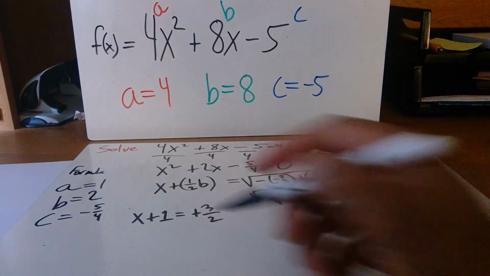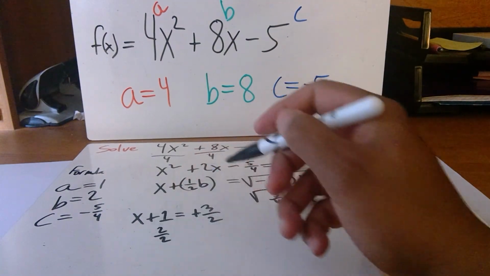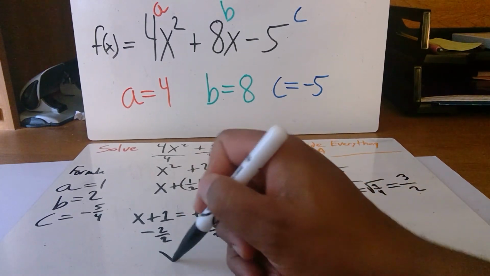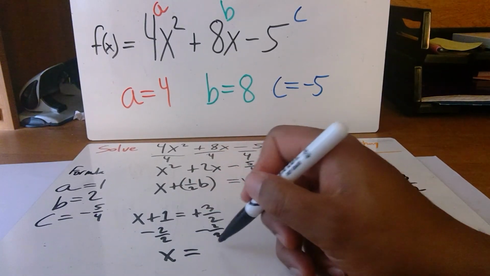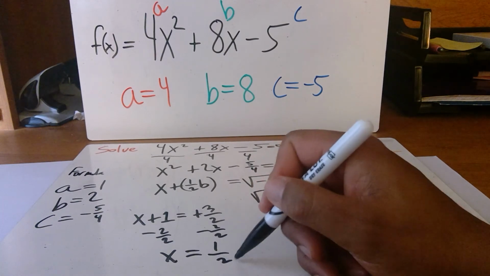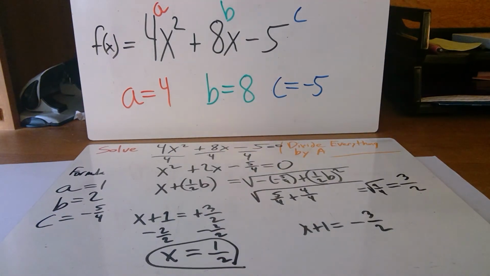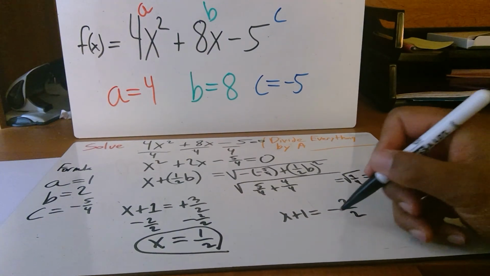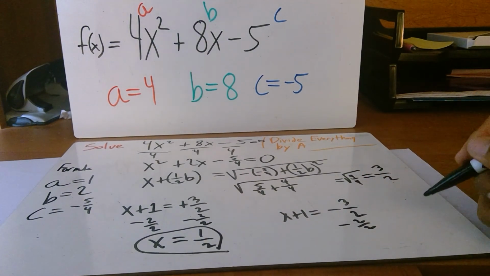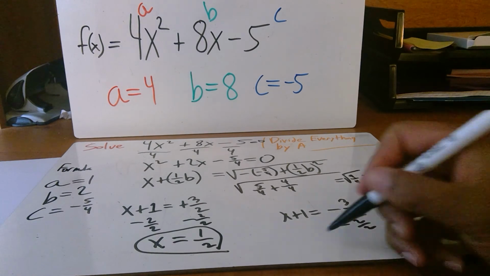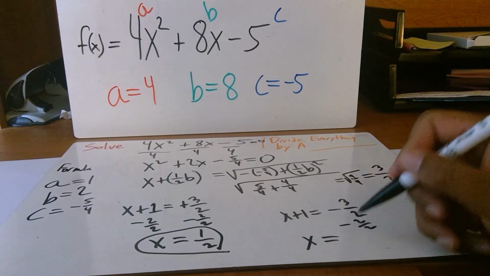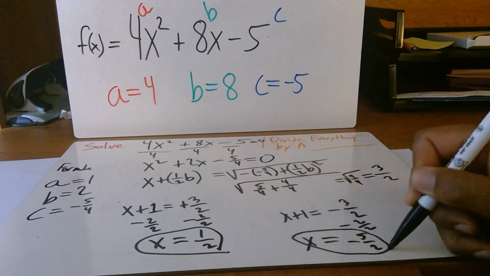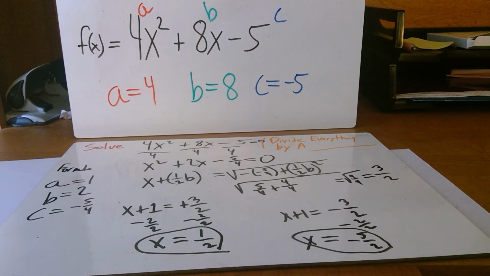Now another conversion. This one is 2/2. So I'm going to subtract 2/2 from 3/2. And look at that. One of my roots is now 1/2. Now I'm going to take the other one and I am going to subtract 2/2 from 3/2. And now my other root is going to be -5/2. And I'm done. Completing the square.